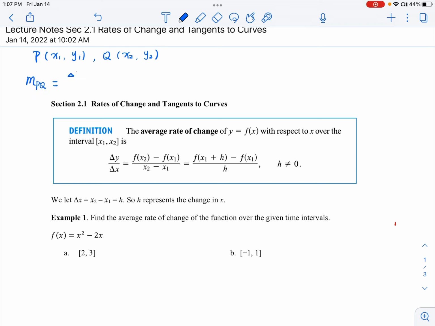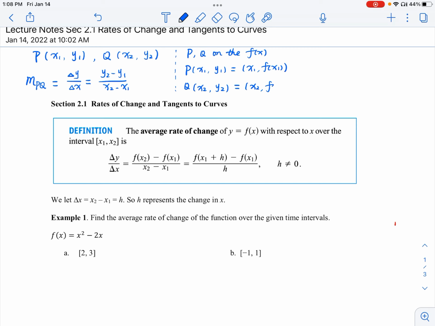That should be the change in y divided by the change in x, which is y2 minus y1 divided by x2 minus x1. If those two points are on a function, so P and Q are on the graph of the function f(x), then for P we have x1, and the y value should be f(x1); we use function notation. Then Q would be x2, y2, that is x2, f(x2).